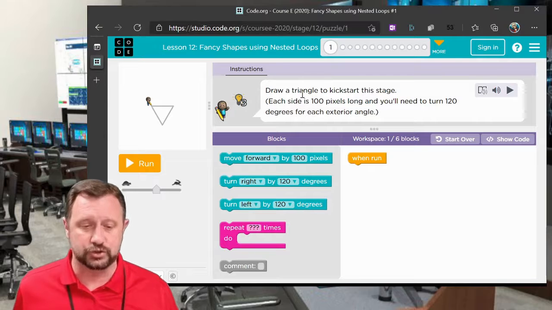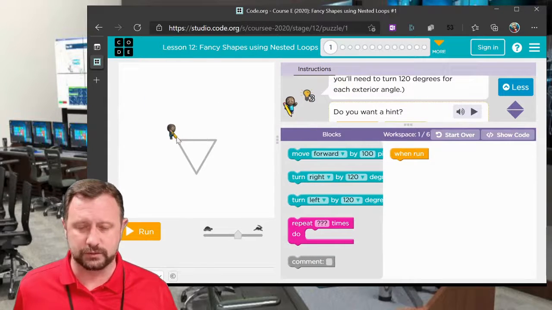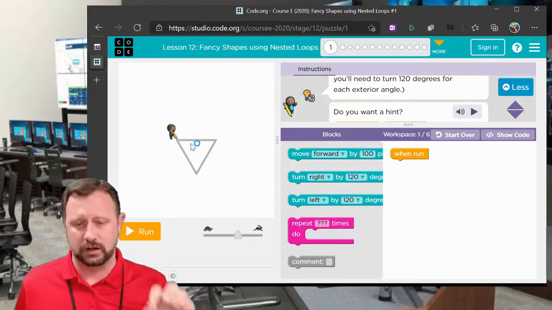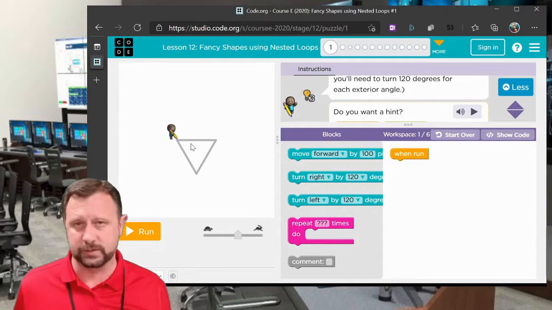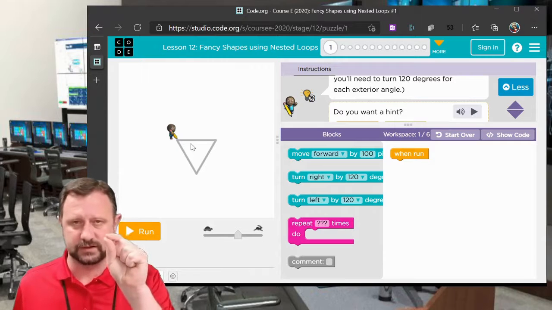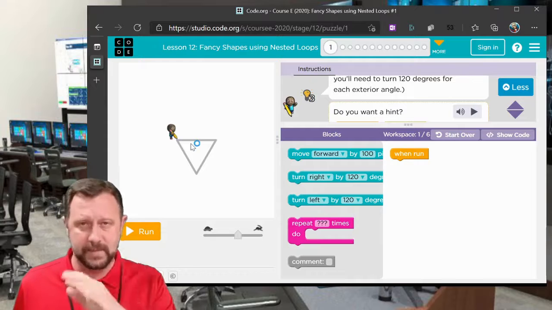Our directions here are to draw a triangle to kickstart this page. Each side is 100 pixels long and you need 120-degree turns for the exterior angle. Here's what that means. We are going to draw 100 pixels. A pixel is a tiny dot of light on your computer screens. All computer screens are made of pixels. We'll learn about that in 5th grade. Sometimes there's thousands, sometimes there's millions of tiny dots of light that actually make up your screen.